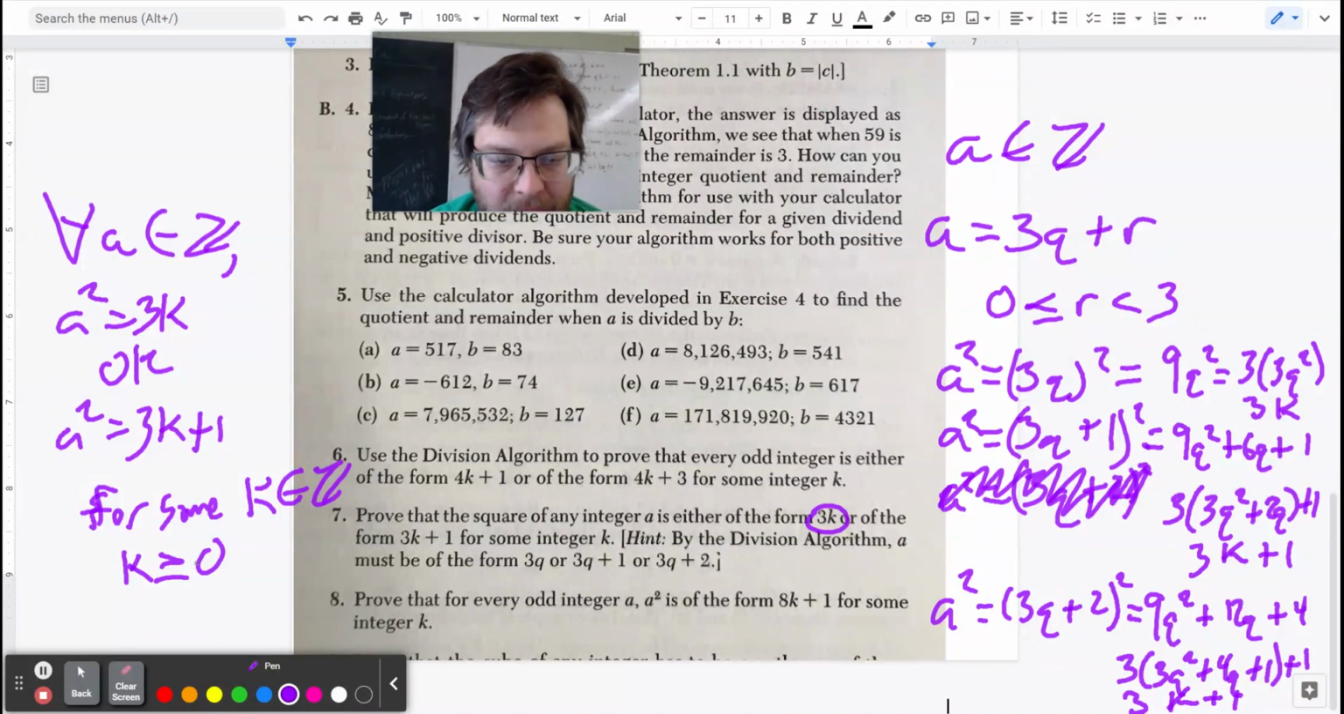Very similar process on question 8. Prove that for every odd integer a, a squared is of the form 8k plus 1 for some integer k. So I'll let you think about that one, and please comment, ask questions, and enjoy your first forays into number theory.